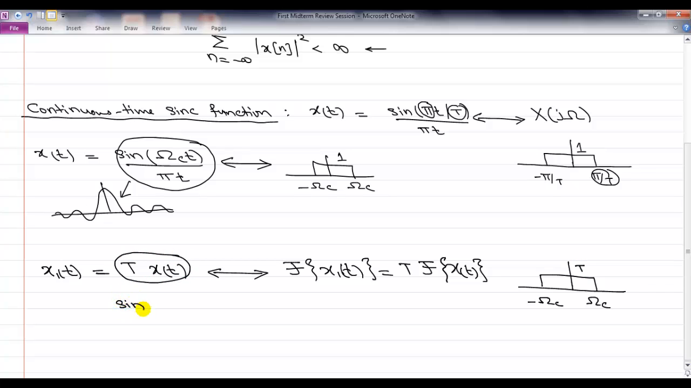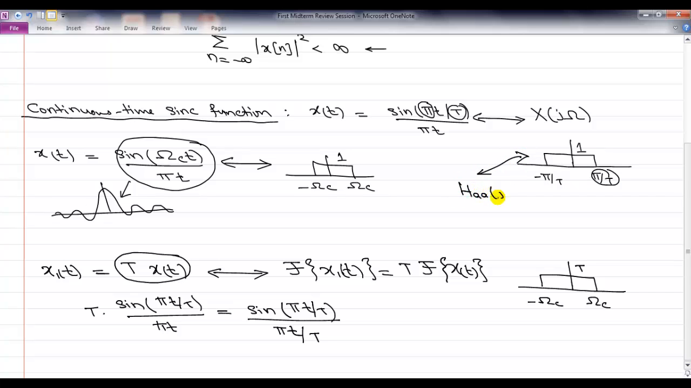This will be sine pi t over capital T over pi t, and there's a t multiplier here. Well, I can equivalently write that as sine pi t over capital T over pi t over capital T. Okay. So in our course, this is typically how our anti-aliasing filter looks.